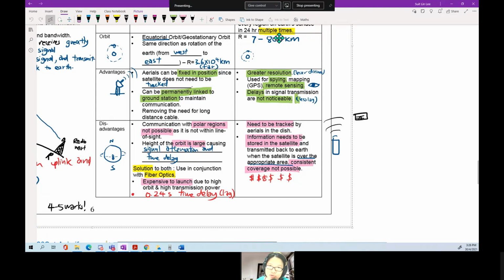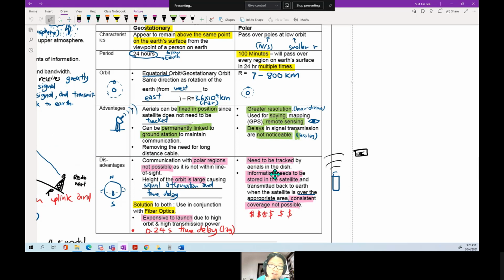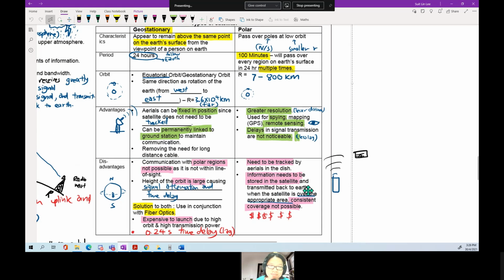Disadvantages aside, it has very great resolution because it's close to the Earth's surface. We use it for spying. And there's less lag because it's closer. So if you remember that this one has a small radius, all these advantages and disadvantages should come naturally. So this is the first part.